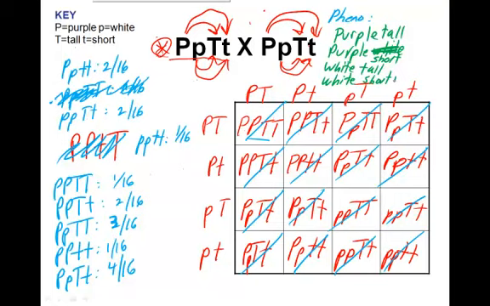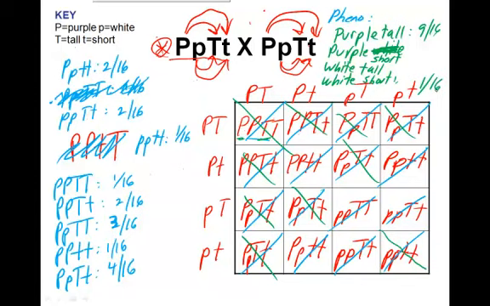So my recommendation is that you now do a slash in the other direction, again, so you don't miscount. We're looking anywhere we see a capital P and a capital T, that will be purple tall. 1, 2, 3, 4, 5, 6, 7, 8, 9, and that looks like it. 9 out of 16. And then white short, that's going to be all little p's, all lower caps, p's and t's. We have 1 out of 16.